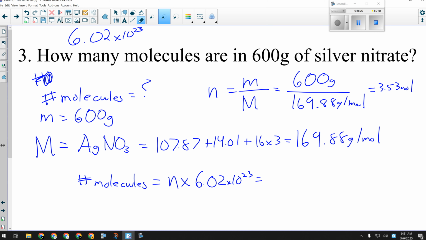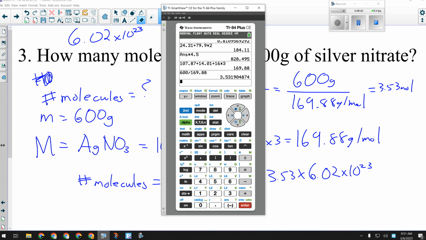Okay, so that's going to be 3.53 times 6.02 times 10 to the 23. Now at this point you might be like, how the heck do I put that number in my calculator? Good question. I'm going to show you. If you have one of these, any type of graphing calculator, this is how you do it.